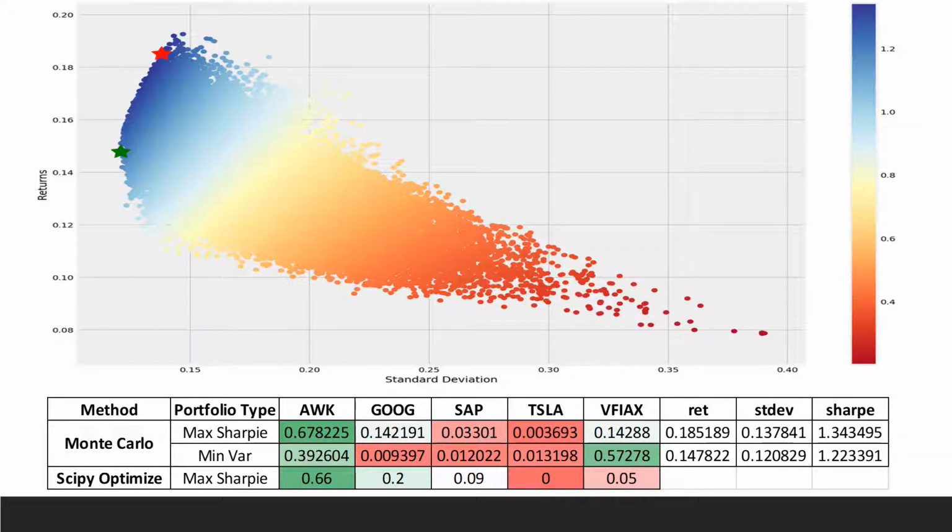The Monte Carlo method begets this efficient frontier seen over here, and the green one is for the minimum variance, and the red one is for the maximum Sharpe ratio. As you can see, when we maximize Sharpe ratio, returns also increase over here. And this is a way in which we get to know the optimal performance.